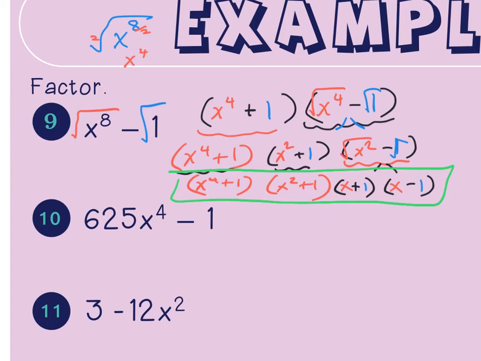Now, if you were to FOIL and then distribute, it would go back to this. Let's try the next one.